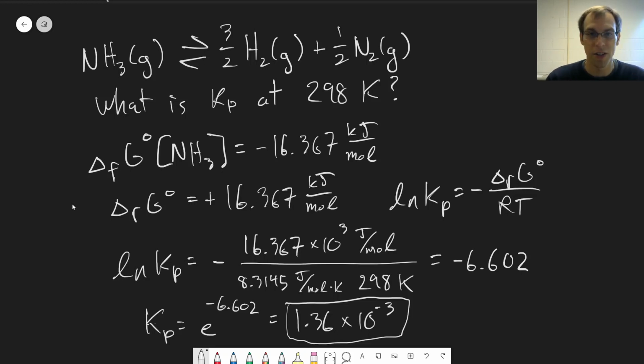So at standard conditions, to be clear, this is at standard conditions, the equilibrium will be shifted mostly to the left. We'll have more ammonia than we will hydrogen and nitrogen, which makes sense. Ammonia is a pretty stable compound. You can buy it in bottles or whatever, and it doesn't just spontaneously decompose. Or, well, it does, just not very much. So this is a straightforward example of how we can calculate an equilibrium constant from standard Gibbs energies of formation.